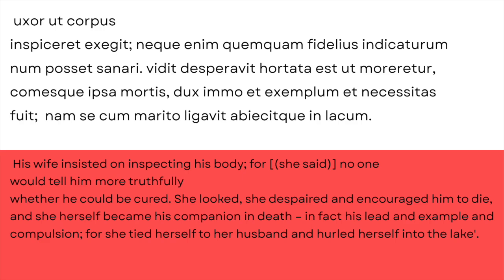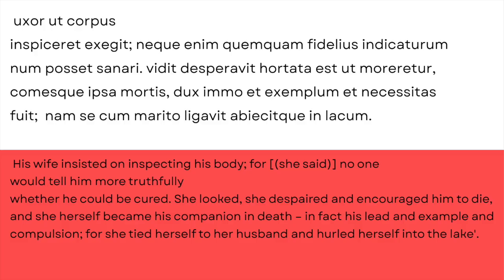So, uxor, his wife, exegit, insisted. I think it's ex plus ago, but it's not one on the language paper. Inspicere, not on the language paper, I don't think, but really similar to inspected. Corpus, body, from the language paper. Vidit, she looked. Desperavit, she despaired. Words from the language paper.